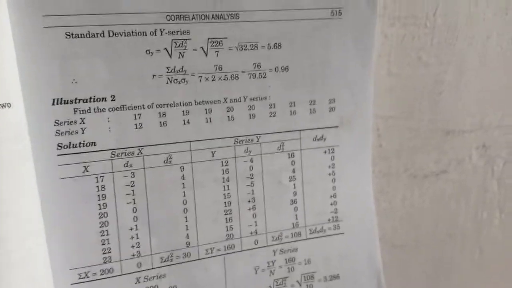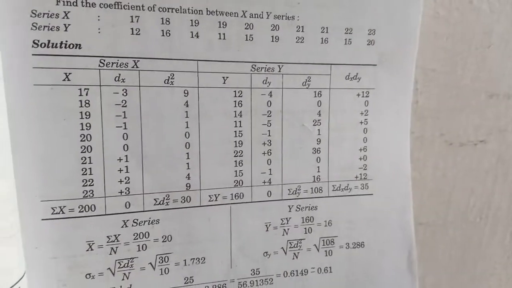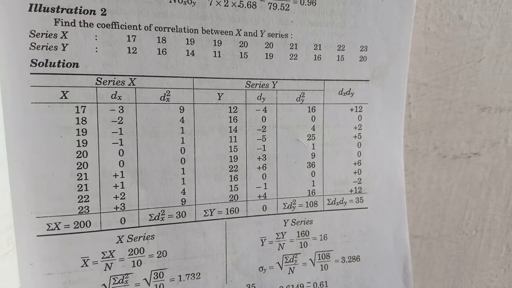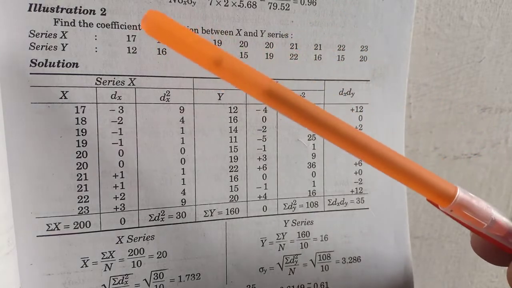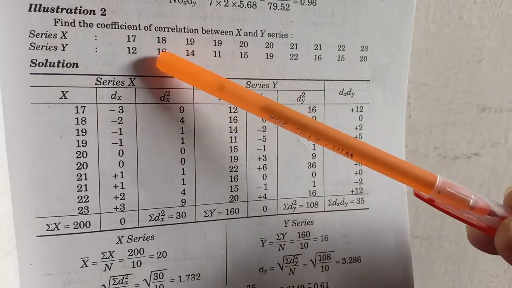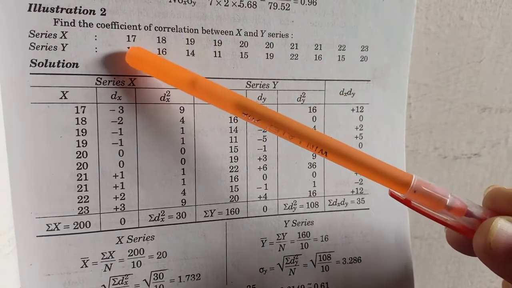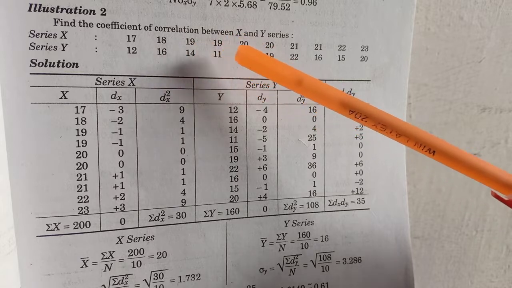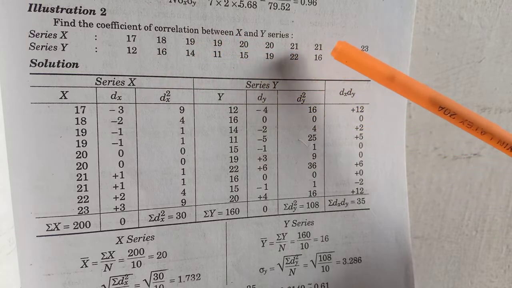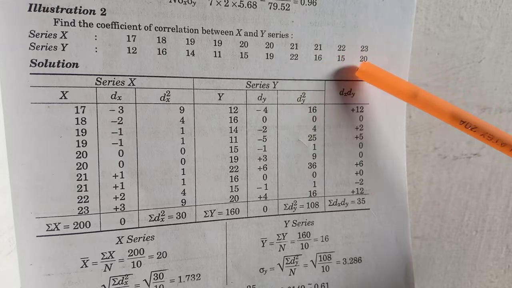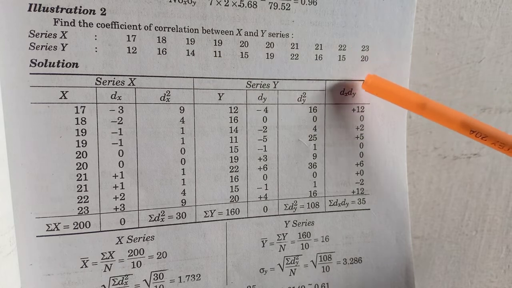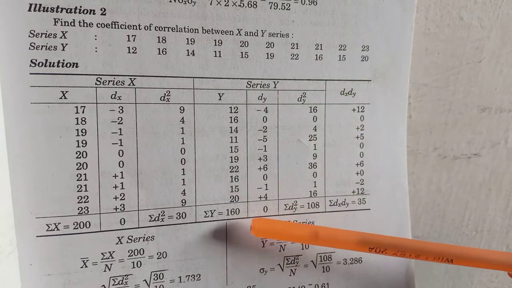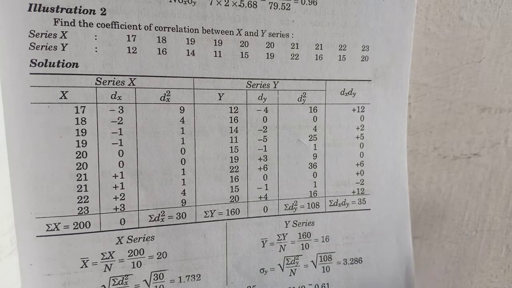For that purpose, we will take up our second problem. Find the coefficient of correlation between X and Y series. We have been given an X series. See how many observations are there. We have been given 1, 2, 3, 4, 5, 6, 7, 8, 9, 10 observations, 10 observations of X and 10 observations of Y. We will arrange the given data in a table like this.